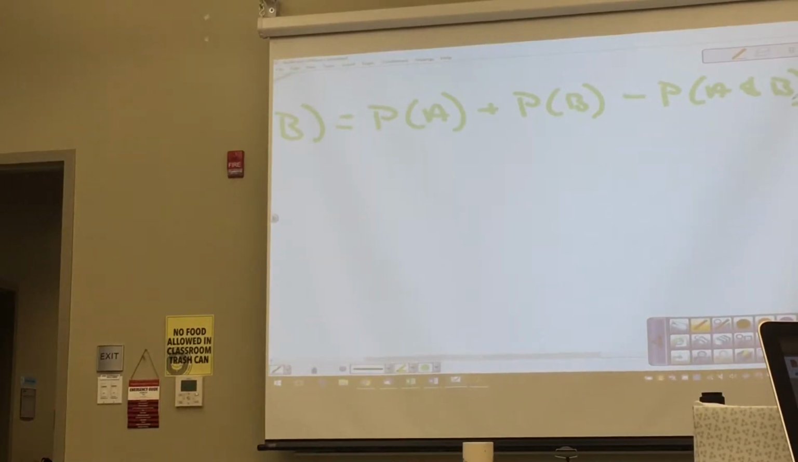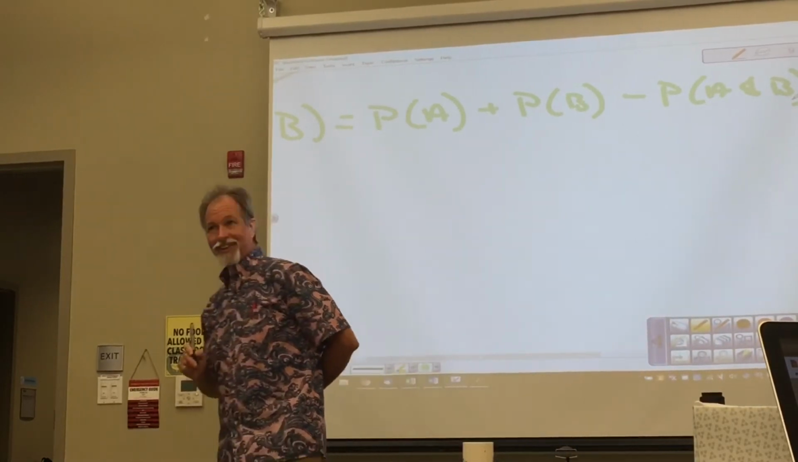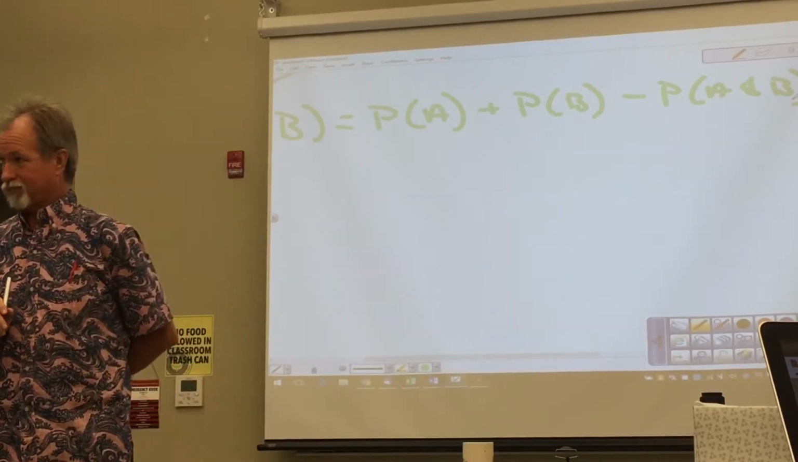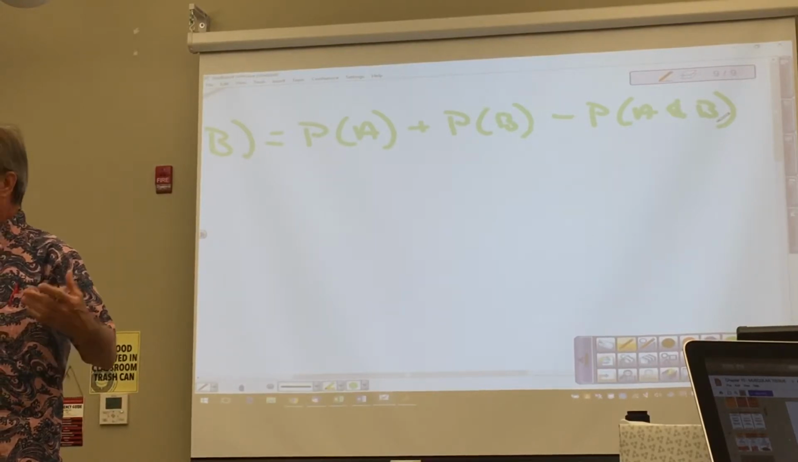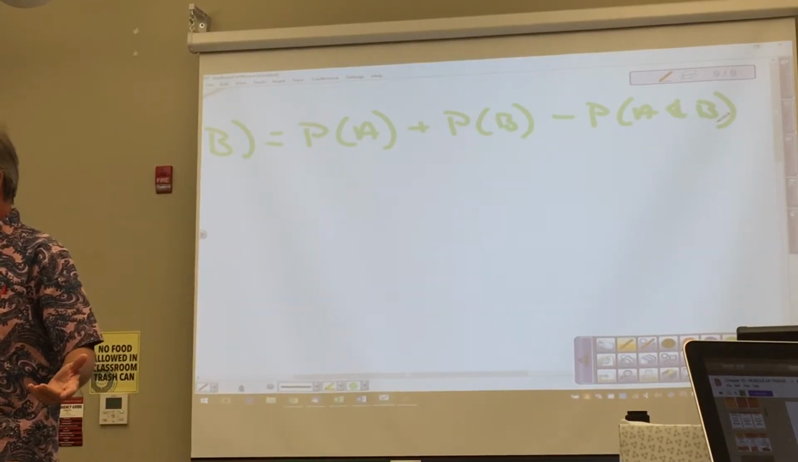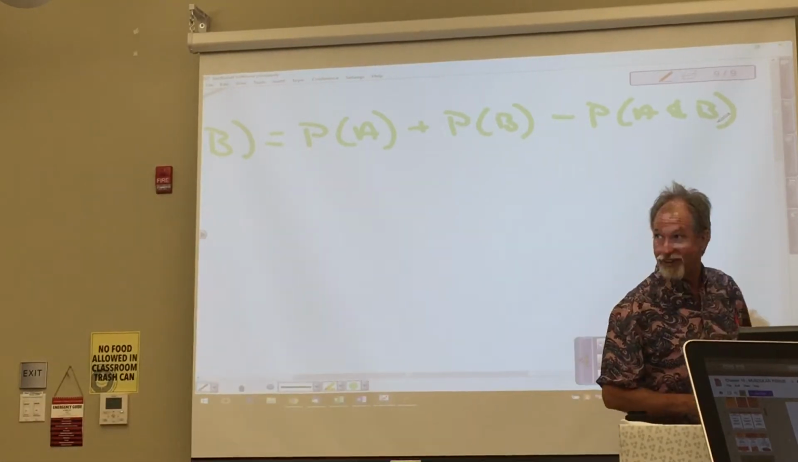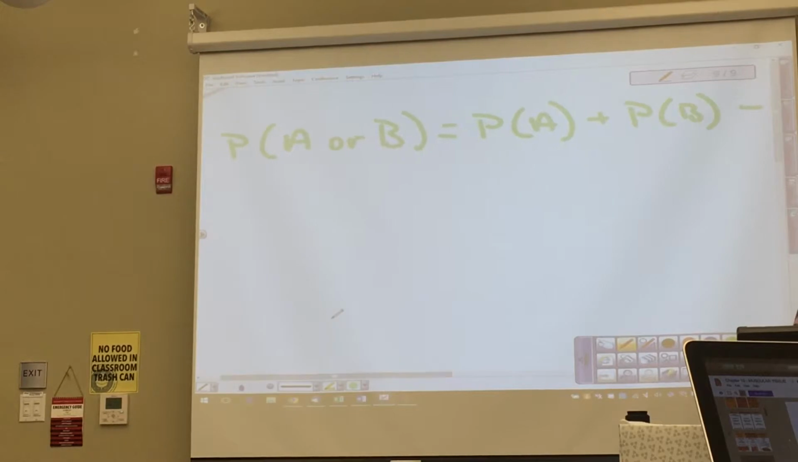Now, here's where we got to think about it. In this particular problem, can you be correct and incorrect at the same time? No, if you're right, you can't be wrong, and if you're wrong, you can't be correct. So the probability of being A and B is what? 0. So that means the probability of being A or B is just the probability of A plus the probability of B.